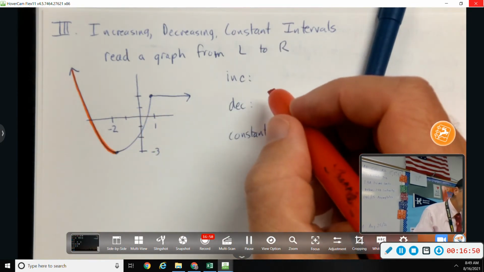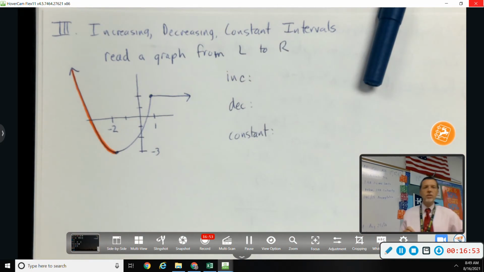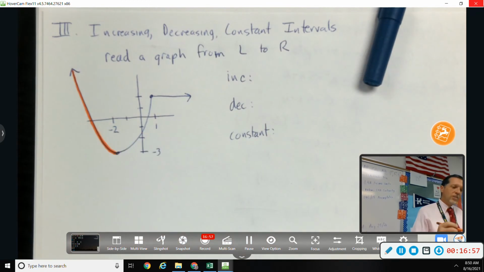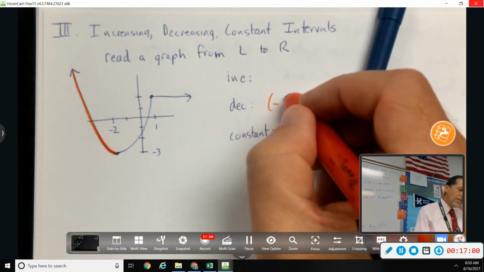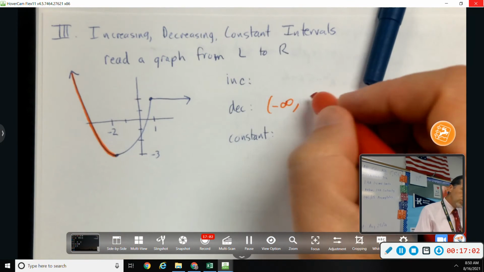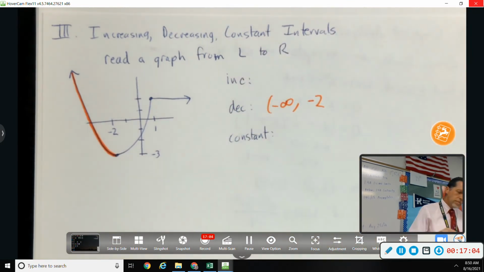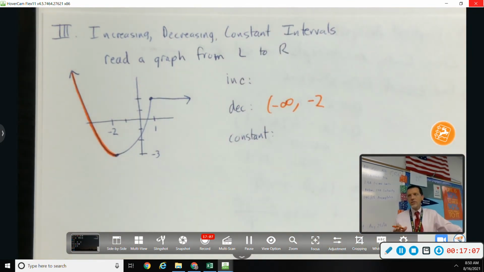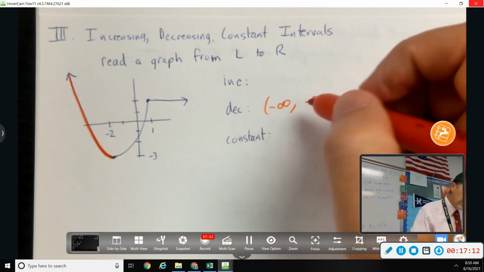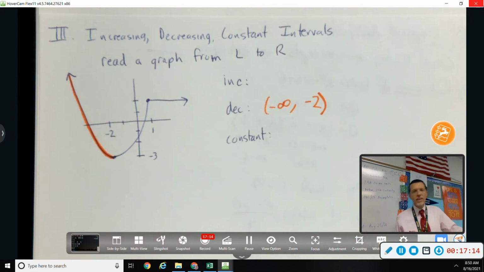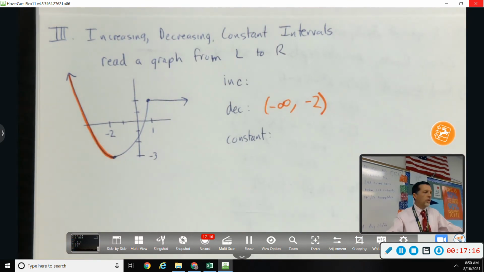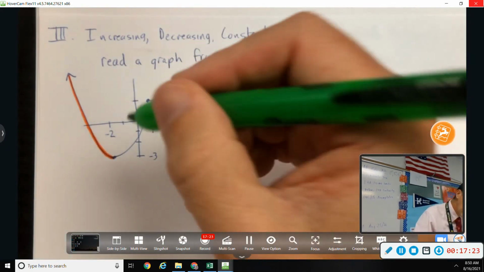Well, I want x. I have to use x values. So where is it decreasing from? Where does it start decreasing? Negative infinity. Yeah, -infinity up to -2. And at -2 it changes, so we don't want to say it's decreasing at -2 because it's not really decreasing at -2. Let's not include -2 in our interval. Well, if you got that one, you'll get the rest of them, I think.